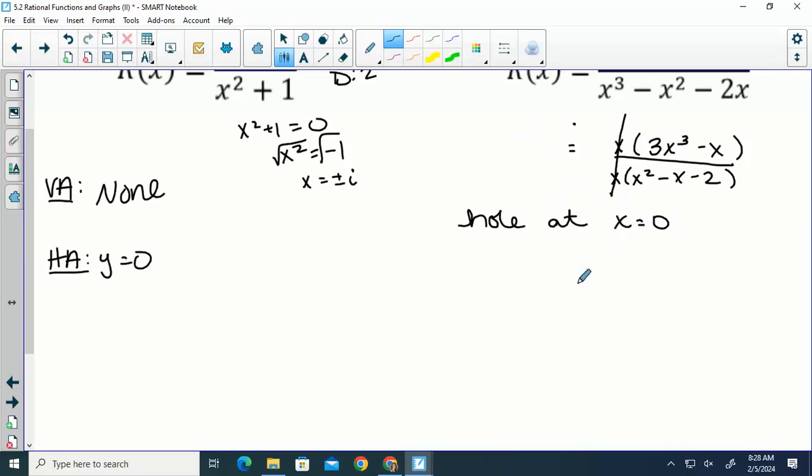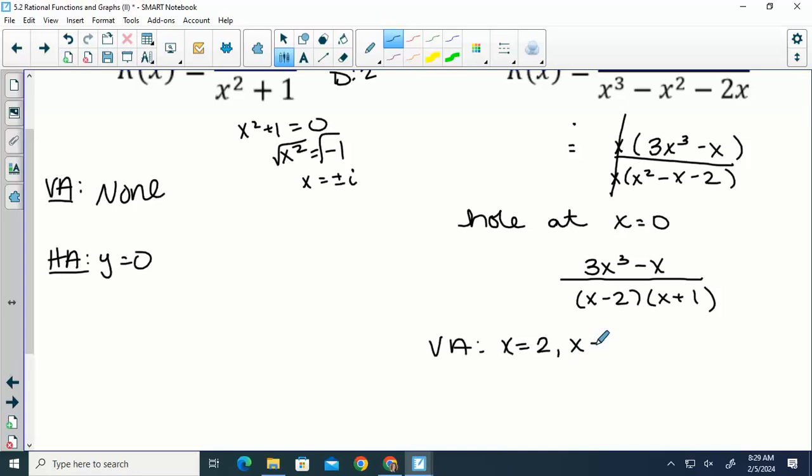So from here, we could then look, the denominator x squared minus x minus 2, that would factor into x minus 2, x plus 1. So the vertical asymptotes would be at x equals 2 and x equals -1.